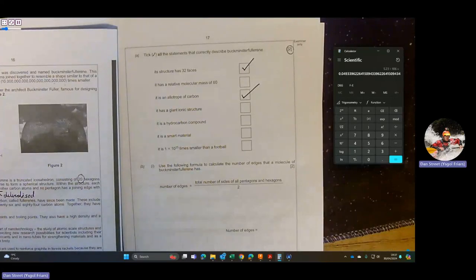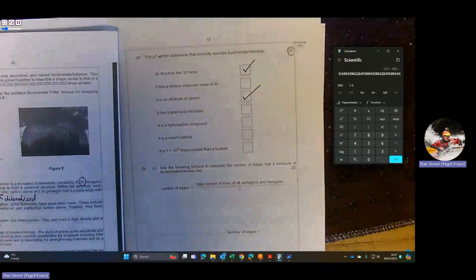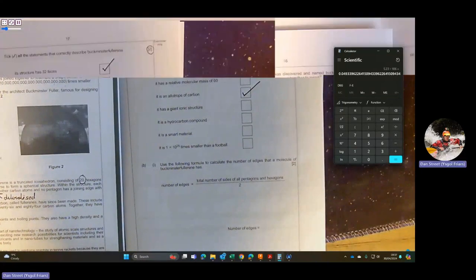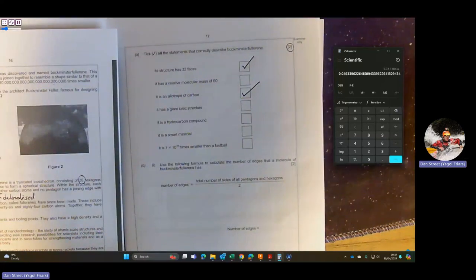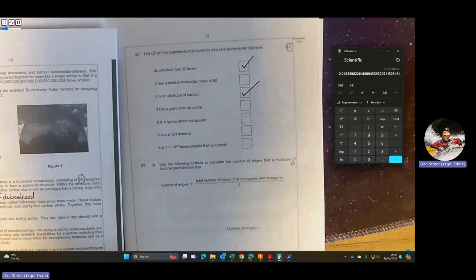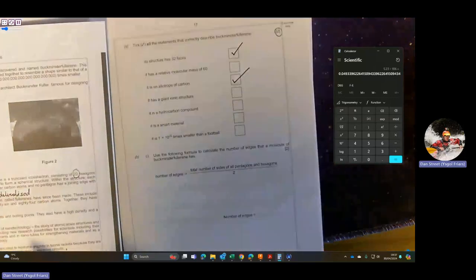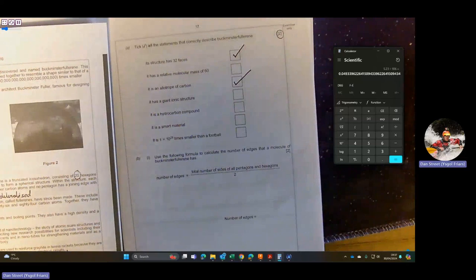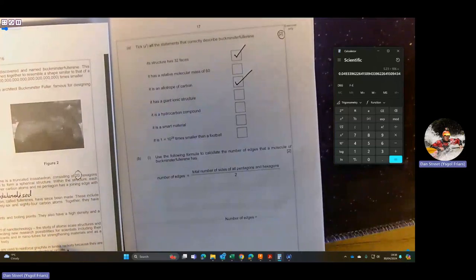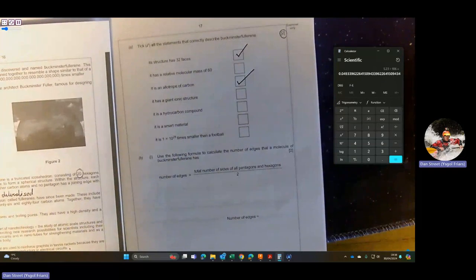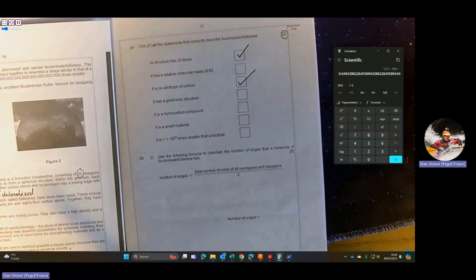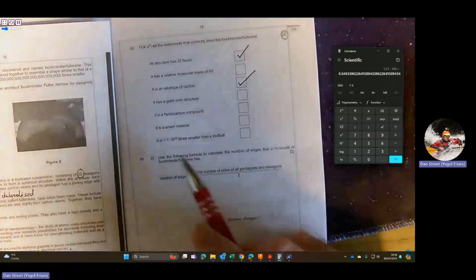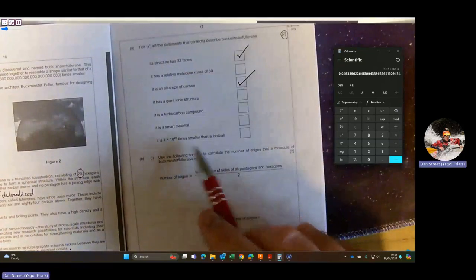So it is a smart material. Oh, sorry. No, it's not a smart material because it doesn't change its structure or behavior. My mistake. Okay, so smart materials tend to be things like shape memory alloys and shape memory polymers. They actually change under different conditions, whereas it doesn't change. Some of the uses it's been put to are quite interesting and quite advanced, but technically it doesn't count as a smart material. Okay, however, it is a 25th time smaller than a football.